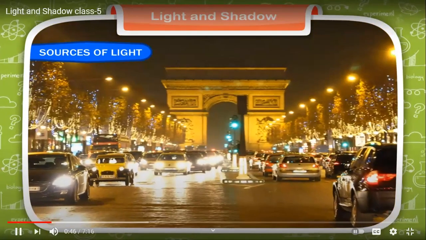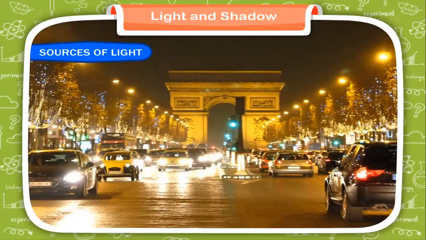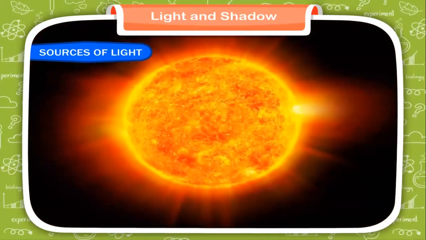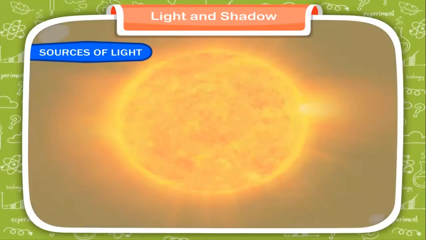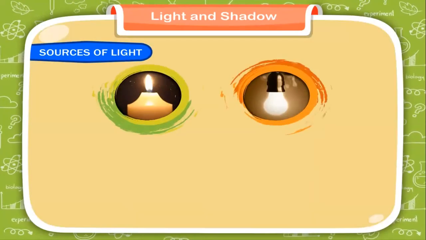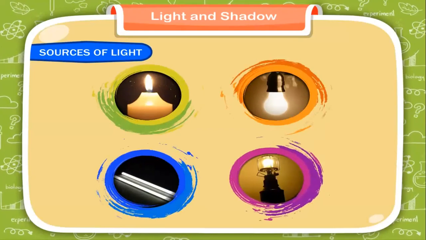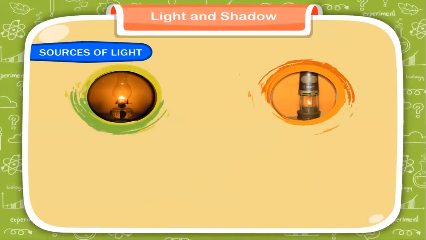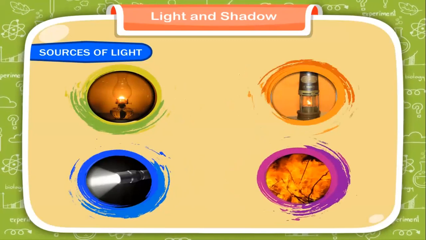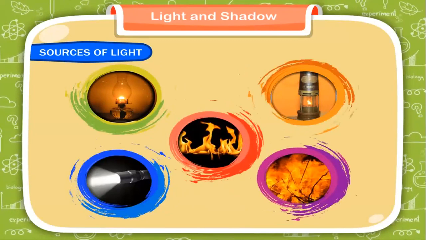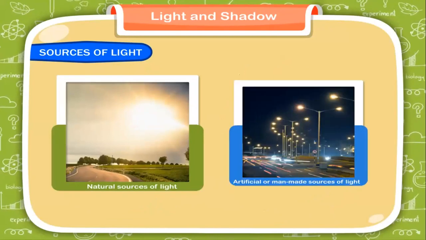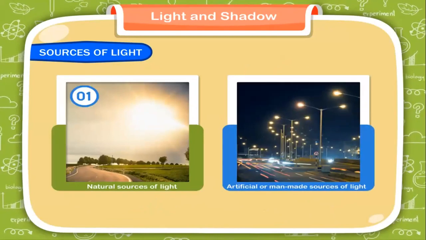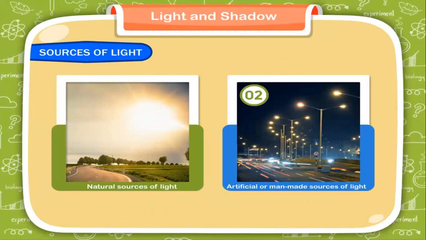Sources of light. An object which gives us light is called the source of light. The sun is the main source of light for our planet. Burning candle, electric bulb, tube light, gas light, oil lamp, safety lamp, torch light, fire, and flame are all sources of light. There are two sources of light. 1. Natural sources of light. 2. Artificial or man-made sources of light.